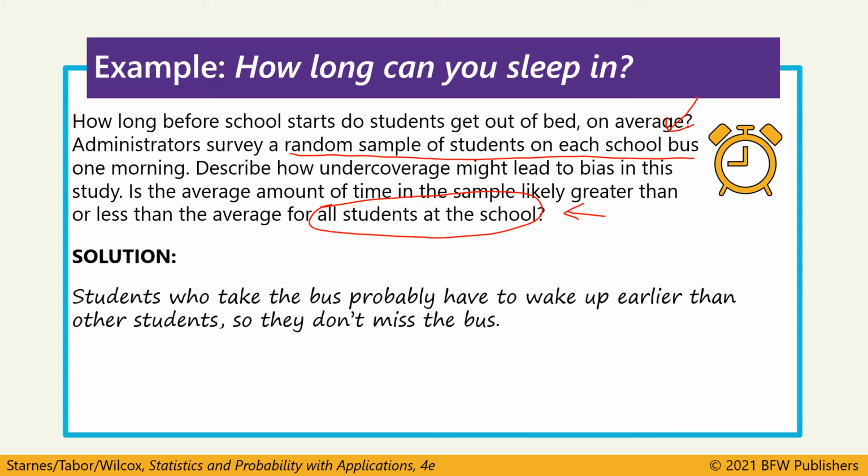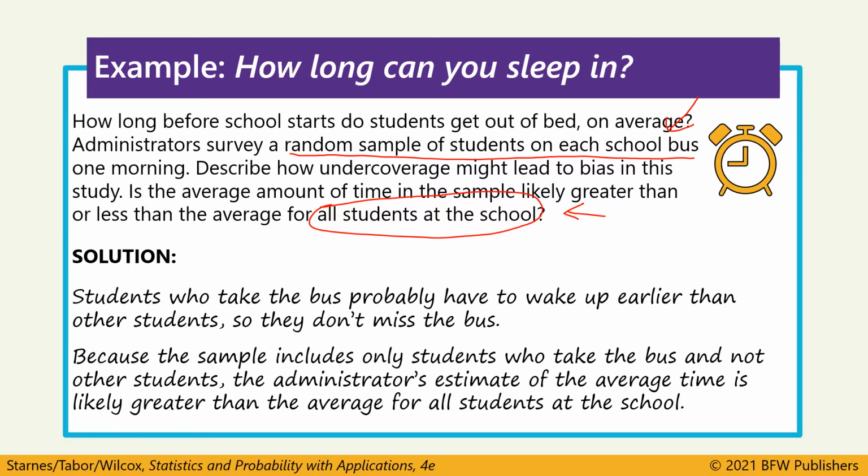Now, this is going to be biased because the students who take the bus probably have to wake up earlier than other students, the ones who are driving, walking, etc. Because this sample only includes those students who take the bus, there's going to be undercoverage of all those other students, the walkers, the drivers, etc.